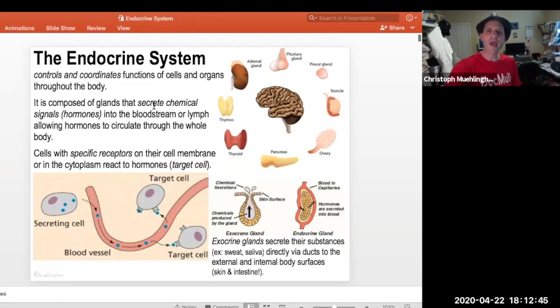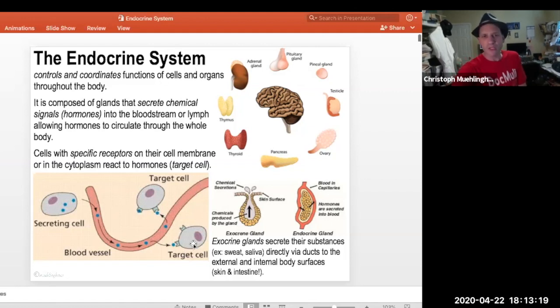So the endocrine system, endo means inside. Exo down here means outside. And crine means gland. And so endo, inside, refers to the bloodstream. That means the chemicals are released into the bloodstream, and from there they travel to a target cell that has a reaction with it.